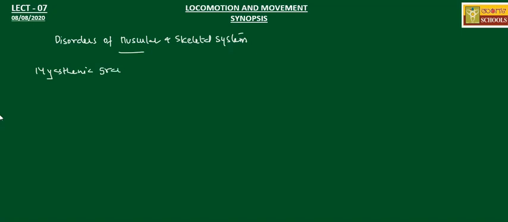So next we'll see about the disorders of the muscular and skeletal system. Coming to these disorders, we have myasthenia gravis. In short, we'll write it as MG.